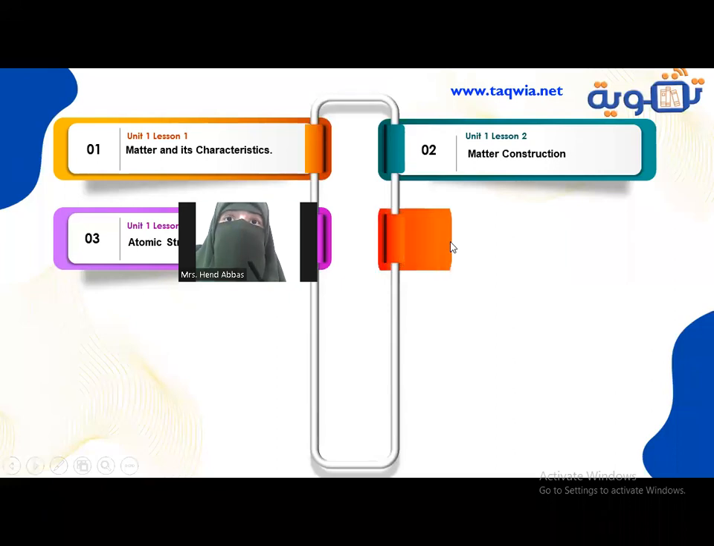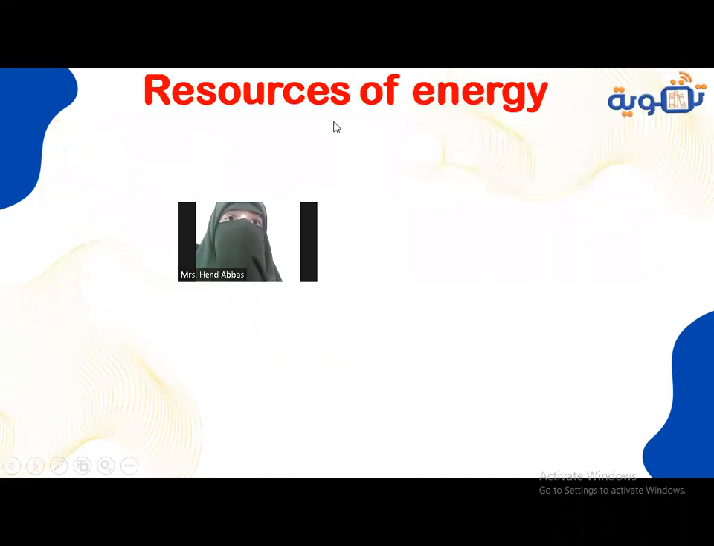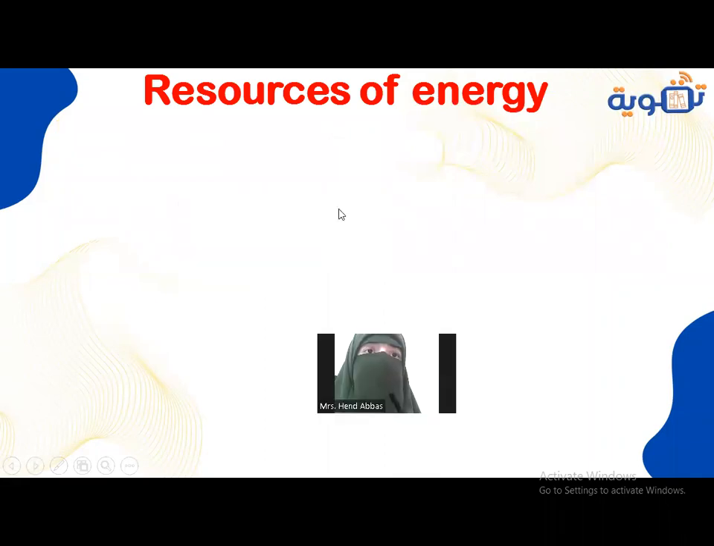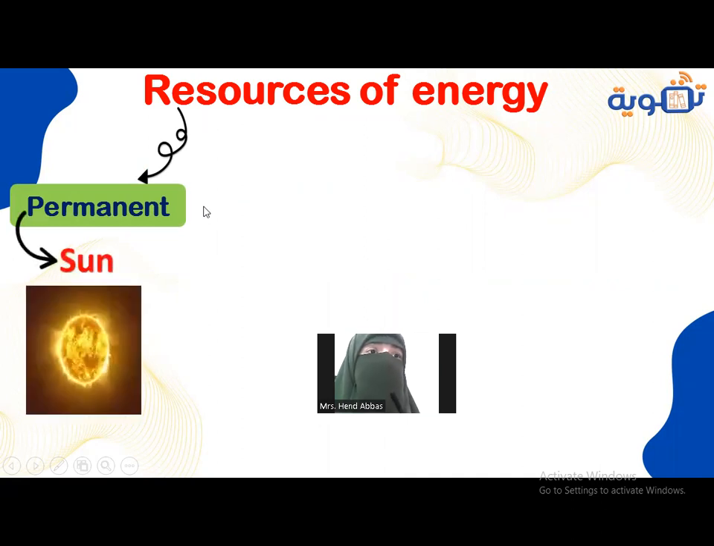Now, let's start Unit 2, Lesson 1: Energy Resources and Forms. Resources of energy. From where can we get energy? We get energy from the sun. It's a permanent resource of energy. Yes, this is the sun.